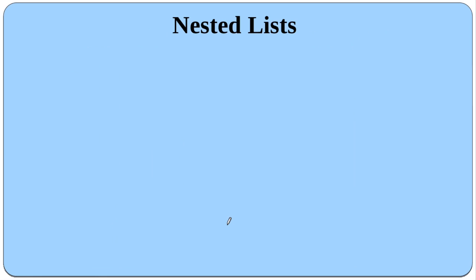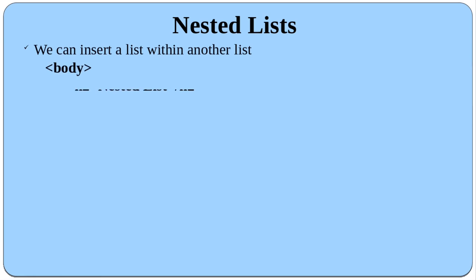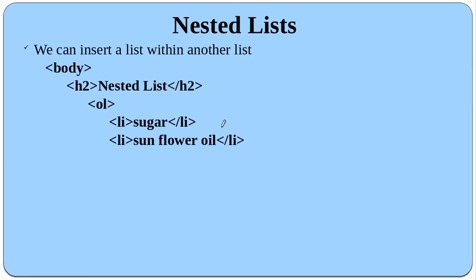Nested lists in HTML. We can insert a list as a list item of another list. For example, here we implement a nested list. First, we write the OL tag to implement an ordered list, and sugar is the list item, followed by sunflower oil. You know, there are different types of sunflower oils.